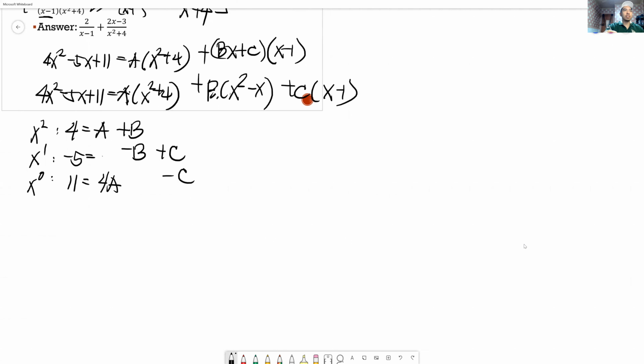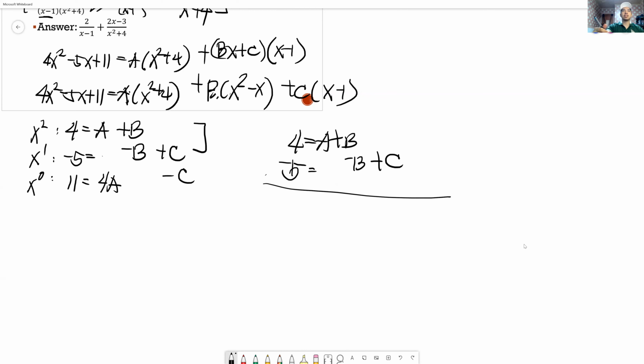So let's combine first this one and this one. So we have 4 equals a plus b, using elimination, minus 5 equals negative b plus c. If we add these 2, b cancels out. So therefore, we have here negative 1 equals a plus c. Let's call this our fourth equation. As you can see, the third equation also has a and negative c. We can combine right away 3 and 4.